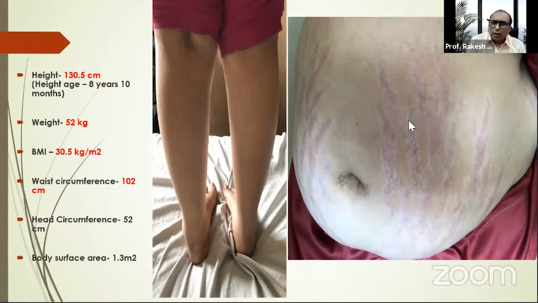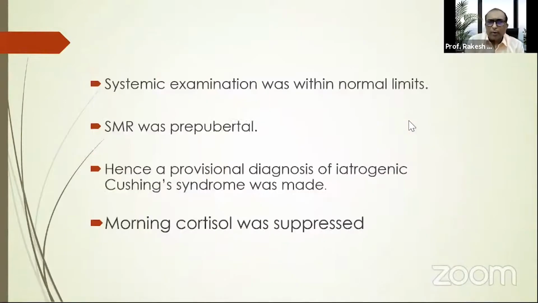So this is a scenario where we are looking at, and this is her other picture showing delay in puberty and this posterior cervical pad of fat. Her systemic examination was within normal limits, and a provisional diagnosis of iatrogenic Cushing syndrome was made, and morning cortisol was measured, and that was clearly suppressed.